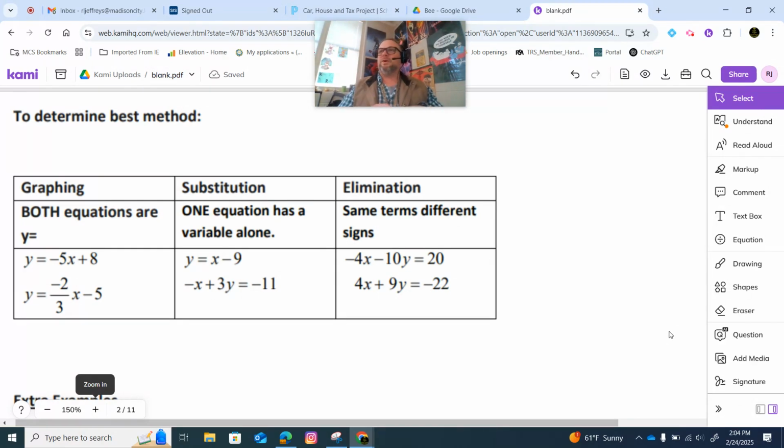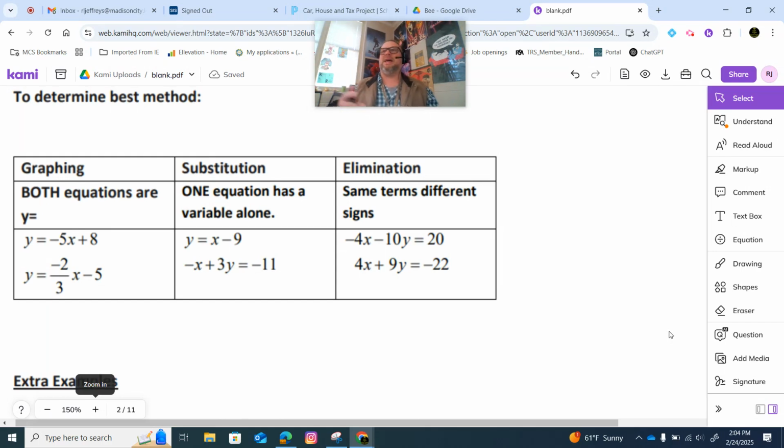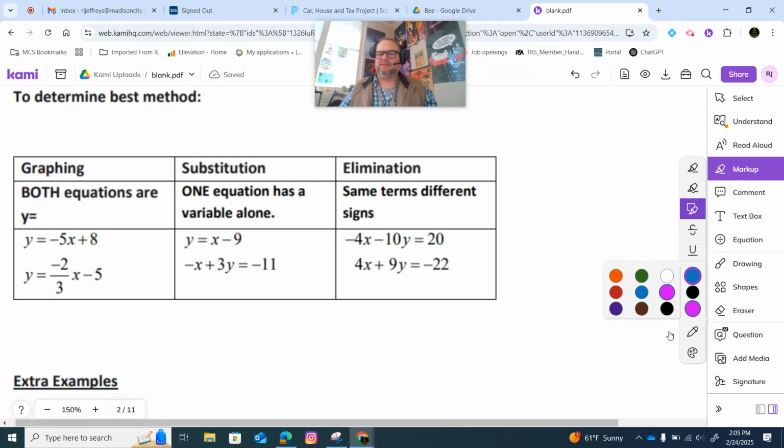All right, so we're wrapping up our unit on solving systems of equations. Now we're tying it all together, choosing the best method. This is kind of how it works: if it looks like this, we do this. If it looks like this, we do this. That's kind of why.